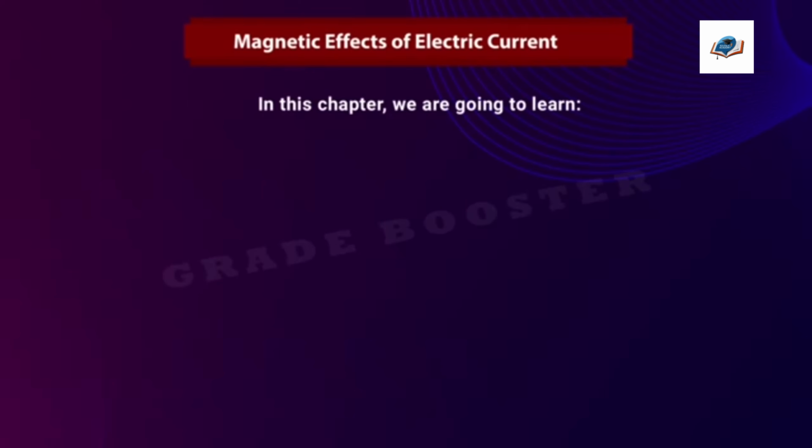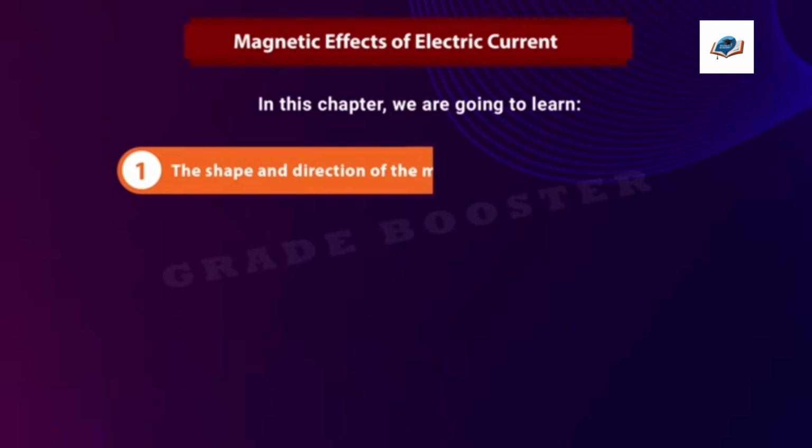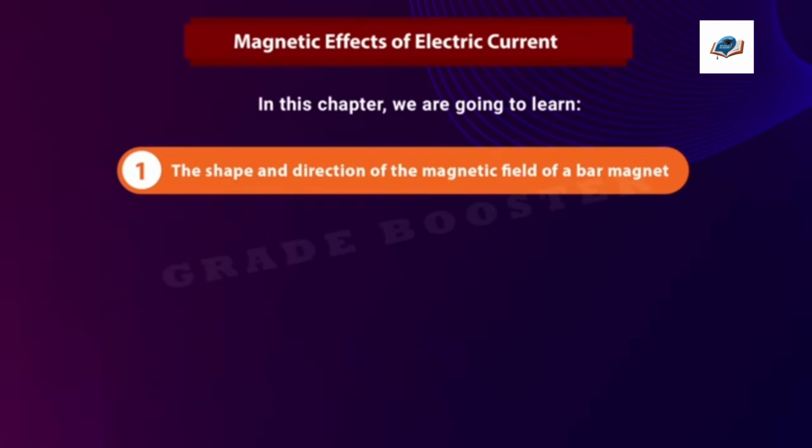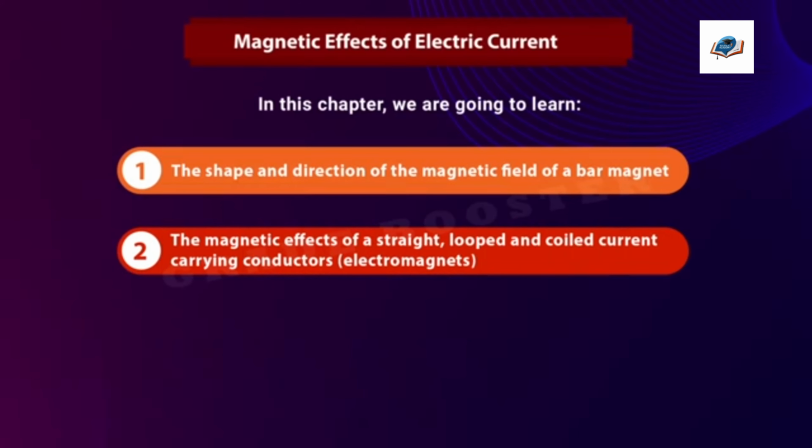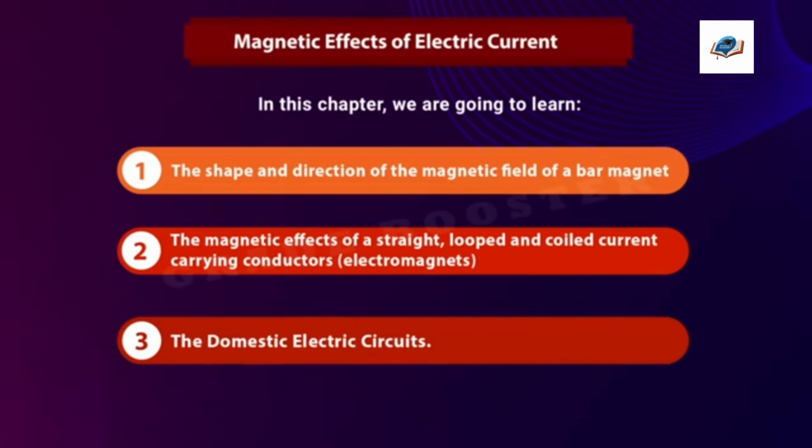In this chapter, we'll learn about: 1. The shapes and directions of the magnetic fields of a bar magnet. 2. The magnetic effects of straight, looped, and coil current-carrying conductors, like electromagnets. And 3. The domestic electric circuits.